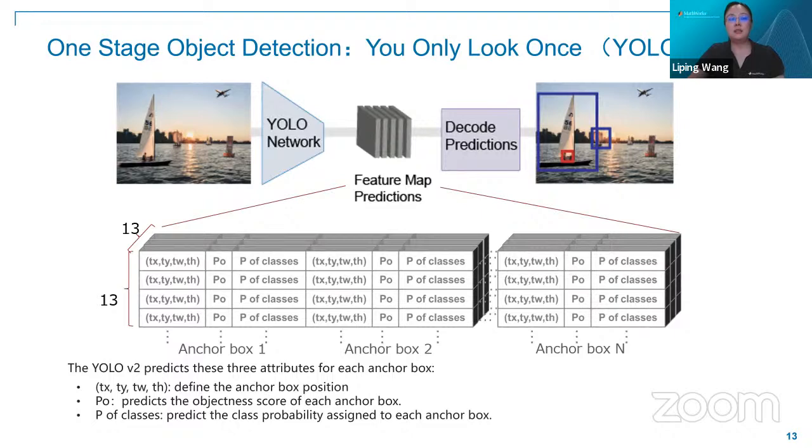That is whether this anchor box contains an object. That is the confidence probability that there's an object in this anchor box. And then P of classes, P1 to PC here, predicts the class probability assigned to each anchor box, whether it's a boat or whether it's a person there.